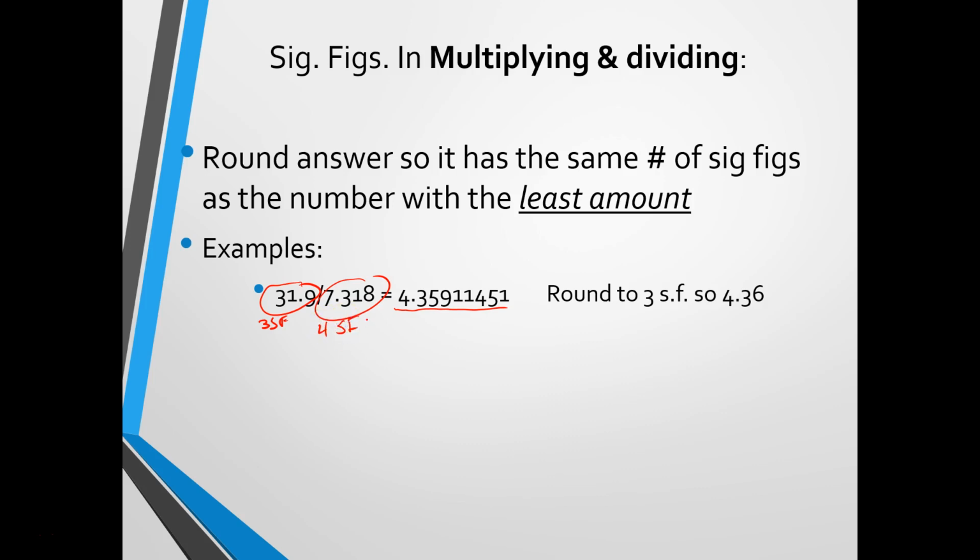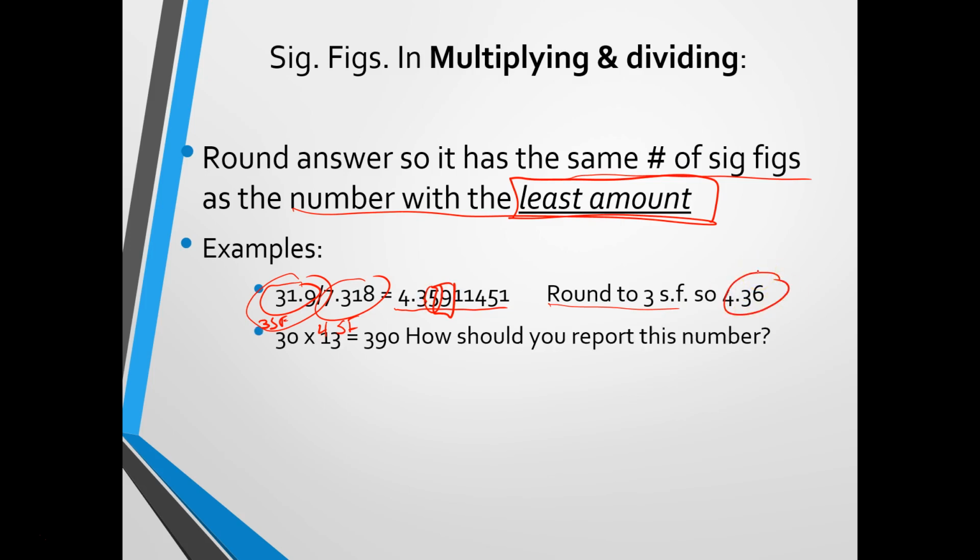In this case, our rule is our answer will have the same number of significant figures as the number with the least amount. So in this case, it will have 3 significant figures. We'll round that to 3 significant figures, and finally, that'll be this point here, which means we have to look at this number, the 9, because it's greater than 5. We're going to round this up to a 6, and our final answer will be 4.36.